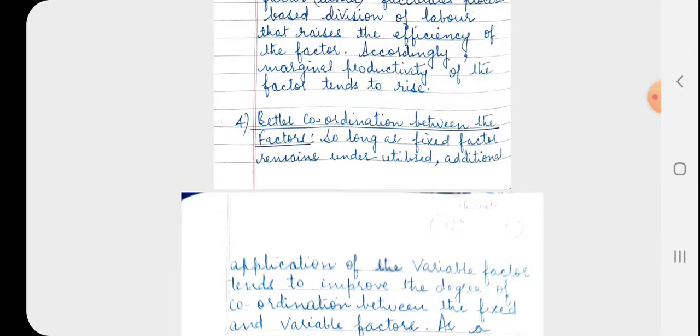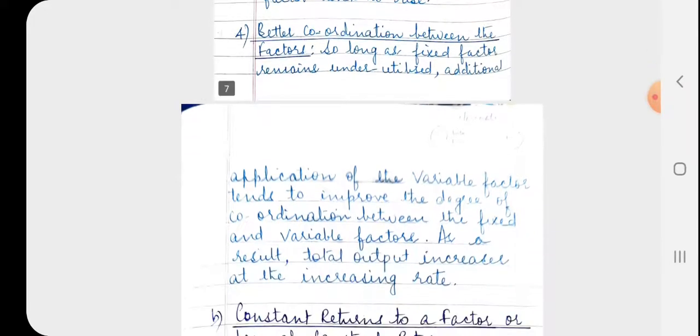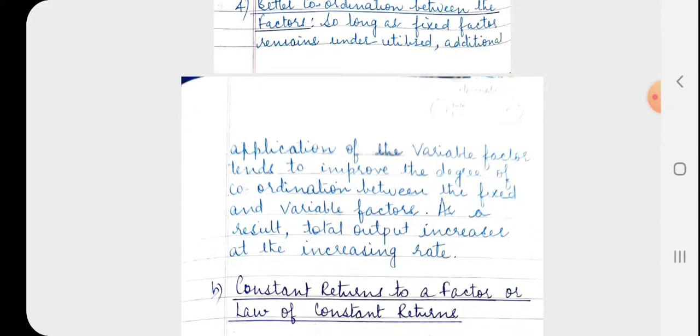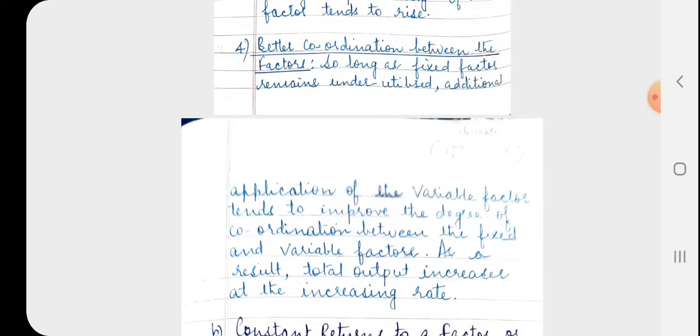Next one is better coordination between the factors. So long as fixed factors remain underutilized, additional application of variable factor tends to improve the degree of coordination between the fixed and variable factor, due to which the total output increases at increasing rate. Cooperation, coordination, division, everything improves, and automatically the total production increases at increasing rate.